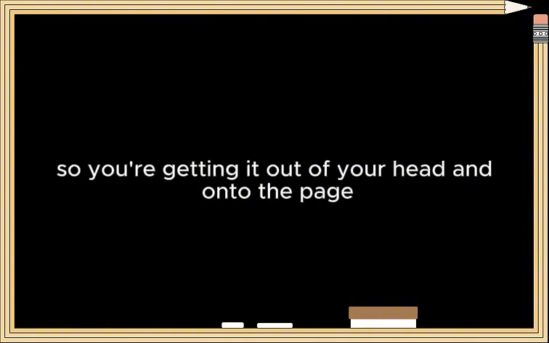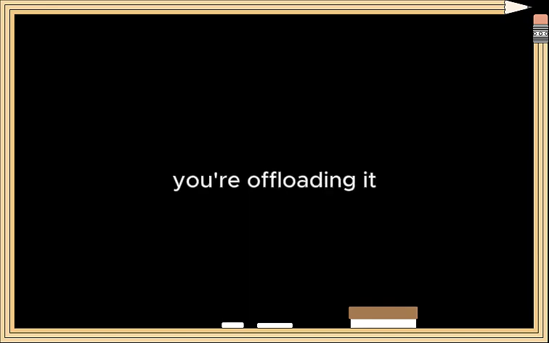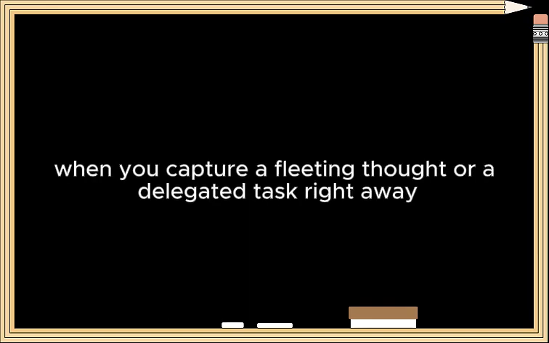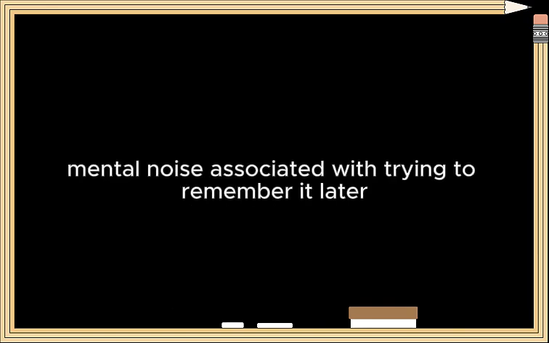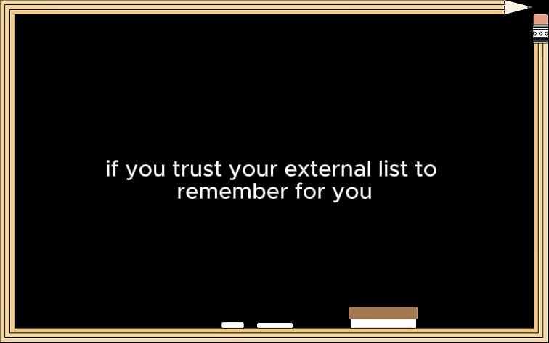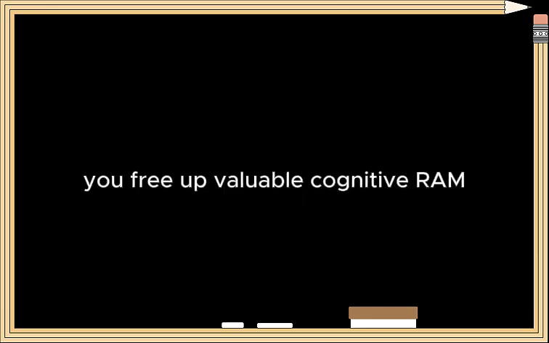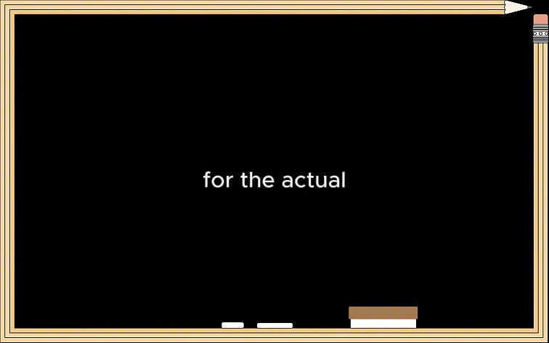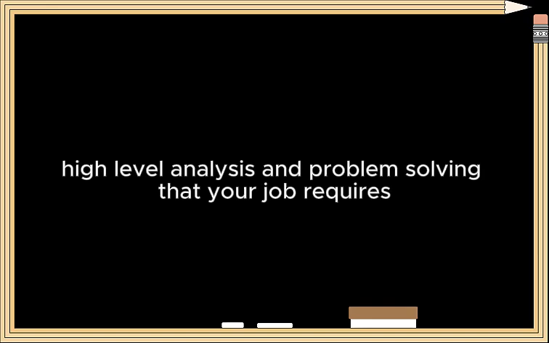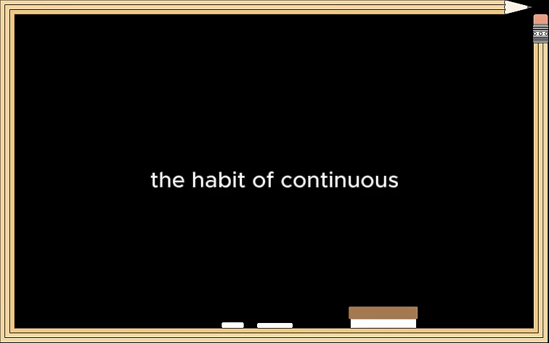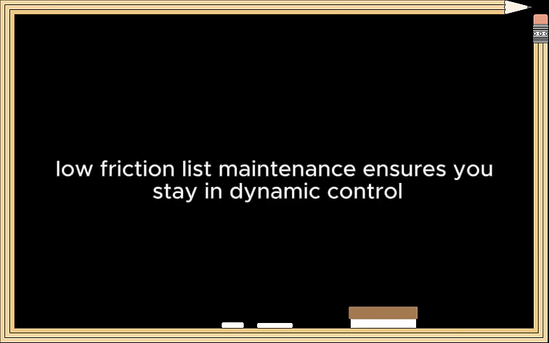So you're getting it out of your head and onto the page. You're offloading it. When you capture a fleeting thought or a delegated task right away, you eliminate the background mental noise associated with trying to remember it later. If you trust your external list to remember for you, you free up valuable cognitive RAM, your immediate working memory, for the actual high-level analysis and problem-solving that your job requires. The habit of continuous, low-friction list maintenance ensures you stay in dynamic control.